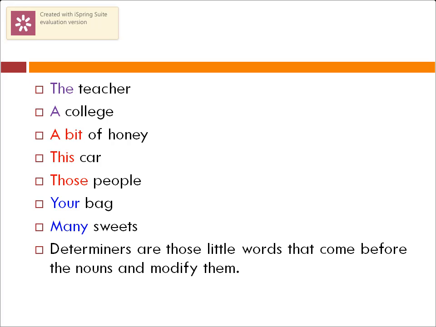Such little words that come before the nouns and modify them and give us some important information about the noun are called determiners.